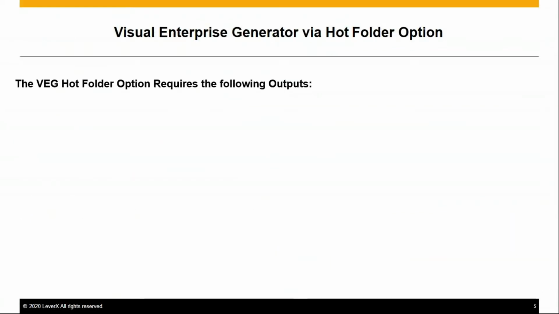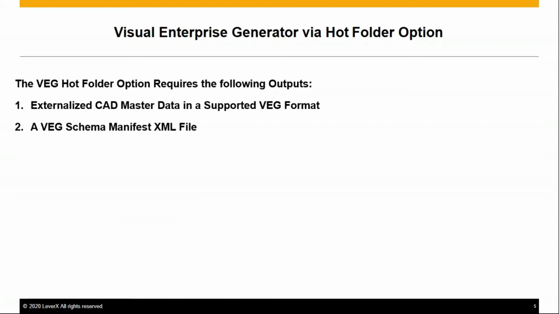So let's talk a little bit more about what the Visual Enterprise Generator hot folder option really means. So the VEG hot folder option requires the following outputs: externalized CAD master data in a VEG supported format, and Visual Enterprise Generator reads and writes, I think it's 120 different formats. So odds are your CAD application is definitely included. And then the second thing we need is a Visual Enterprise Generator schema manifest XML file. And we think of this manifest XML file as a roadmap of the bill of materials that closely matches what's coming with the externalized CAD data from any PLM system.